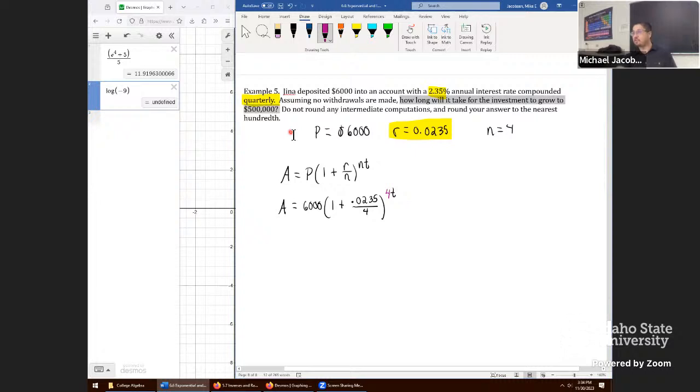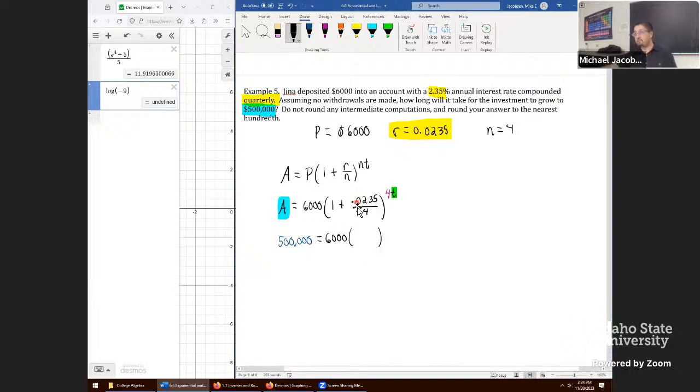We'll take that 500,000, and this is the new element of the problem. This is what goes right here. We want to solve for the time t that will result in $500,000 for the amount in the account. So 500,000 on the left is now equal to 6,000.